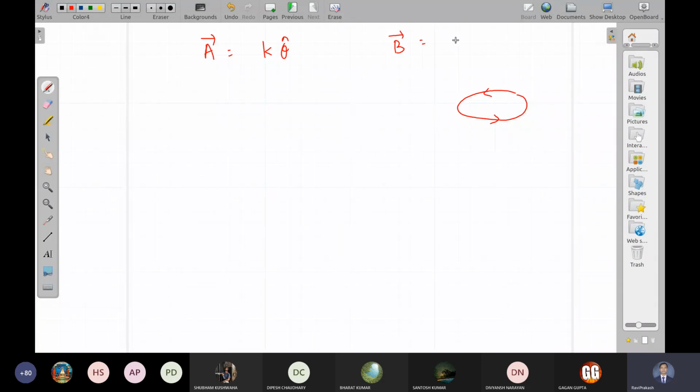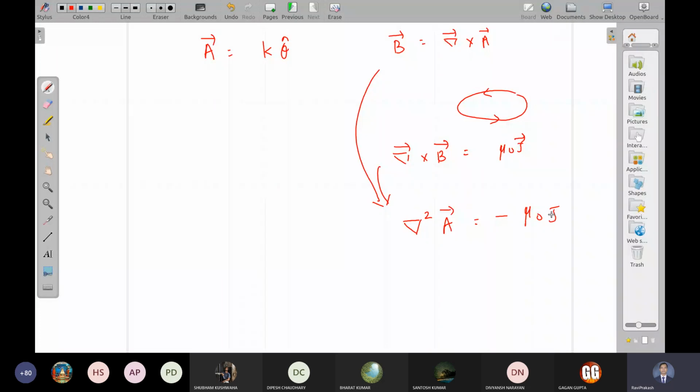So we have one option, which is this. A is given to you, find B. Once B is known, take curl of that B and you get the current. Or if I merge these two equations, I get this equation. So either you solve these two equations one by one, or you can solve this equation directly.